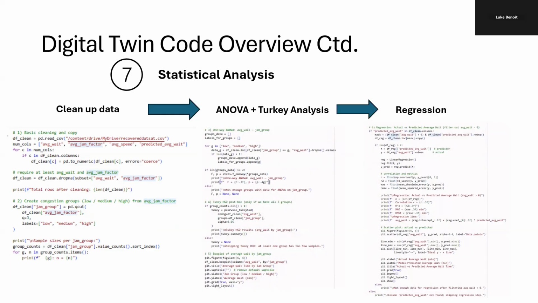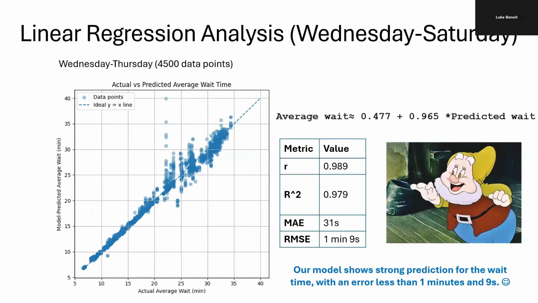And then we perform ANOVA and Tukey analysis to see how the average wait and the traffic jam relate to the wait times, to see if there's any relation that can help us predict and also categorize the park wait times in the future. And then, of course, we'll show a regression analysis based on how well our model compares to the actual wait times. So I'll first discuss our results for the linear regression analysis.